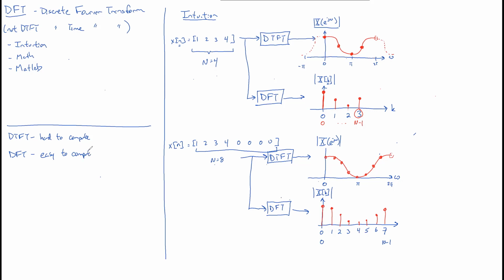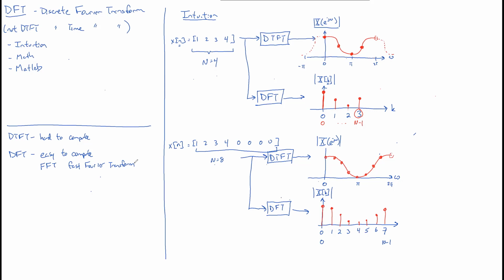In fact, there's a special algorithm to compute the DFT that was discovered in the 1960s. That algorithm is called the FFT, the Fast Fourier Transform, which is a complete misnomer because the FFT is not a transform. It's an algorithm, and it's an algorithm to compute the discrete time Fourier transform.